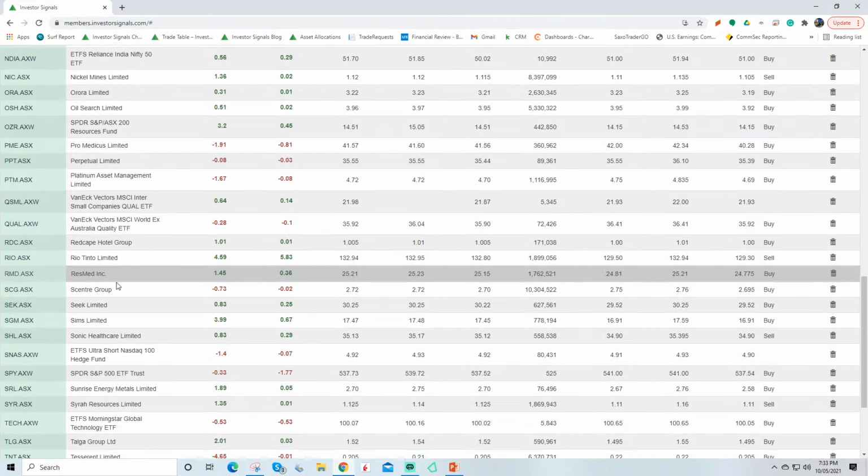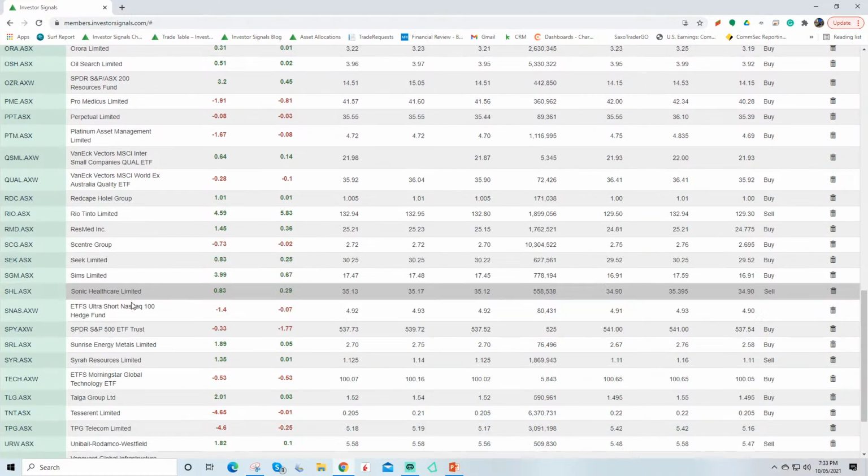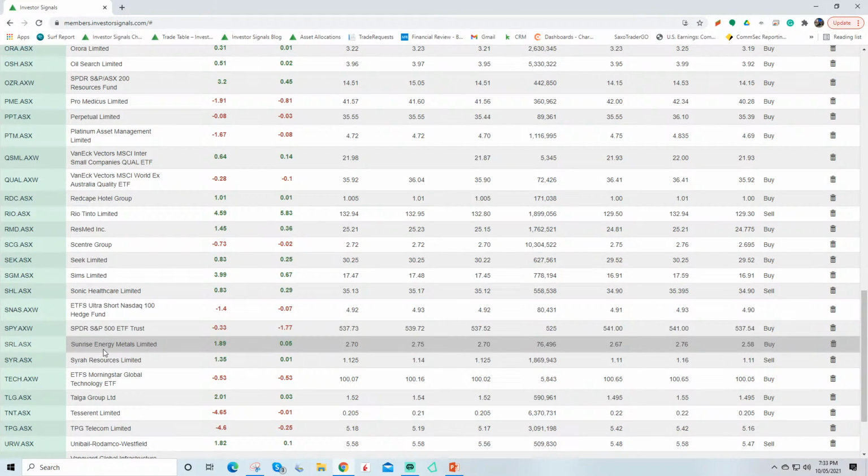ResMed I covered, think about that at sort of that $24. Sims continues to do very well. Sunrise Energy Metals, high risk, but that's performed well off that 240, 230 support level.